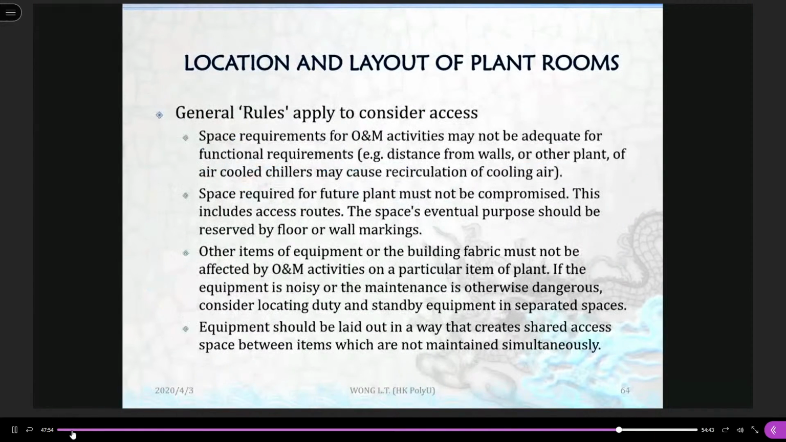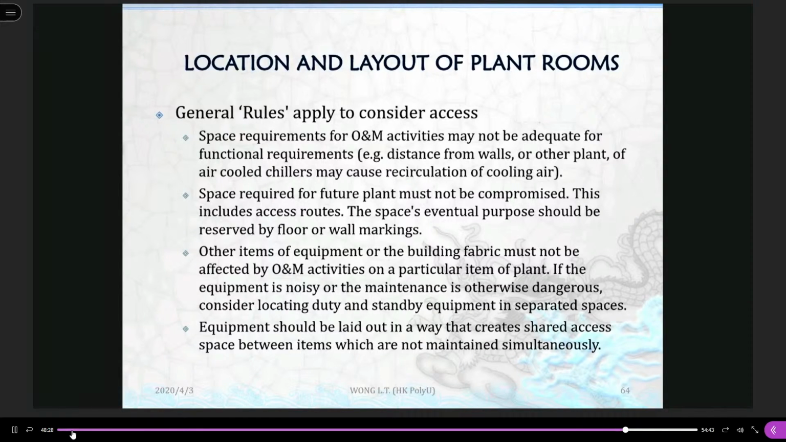More points, the general rules apply to considering access. Space requirements for the O&M activities may not be adequate for functional requirements. We need to allow some distance from other plants, from the cooler and chiller, which may cause the recirculation of the cool air, due to the functional requirements of the equipment. And space required for future plants must not be compromised.